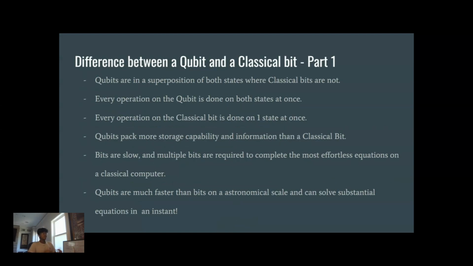So, what is the difference between a qubit and a classical bit? Well, qubits are in a superposition of both states, whereas classical bits are not. As we mentioned, a classical bit is only in either a state of 0 or a state of 1. Now, every operation on the qubit is done on both states at once, which is why qubits can pack more storage capability and information than a classical bit. Whereas bits are really slow, and multiple bits are required to complete the most effortless equations on a classical computer. Qubits are much faster than bits on an astronomical scale and can solve substantial equations in an instant.